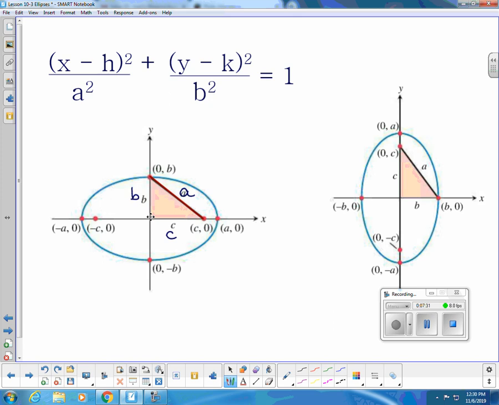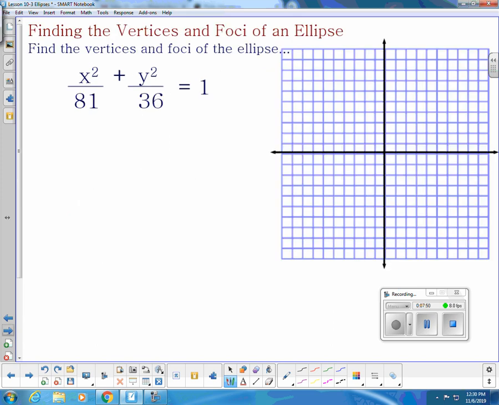All right. We call the long axis the major axis, and the short one would be the minor. Right? Longest to major, shortest to minor. Let's see what we can get into. Let's try some. All right, here's our equation. What number represents A squared?